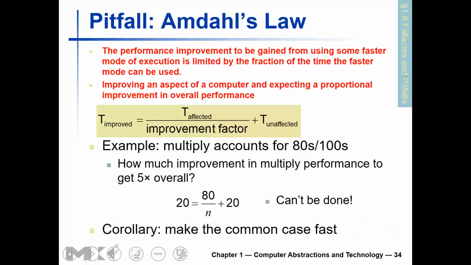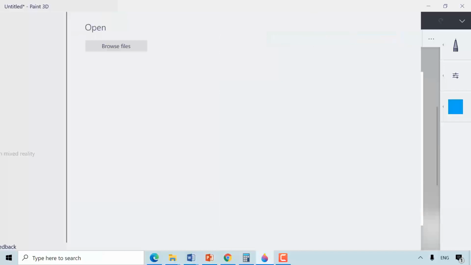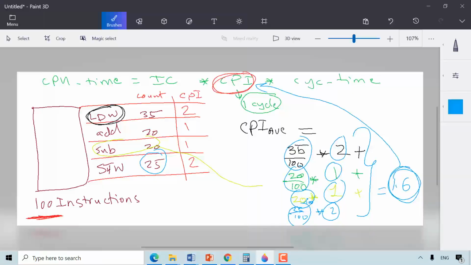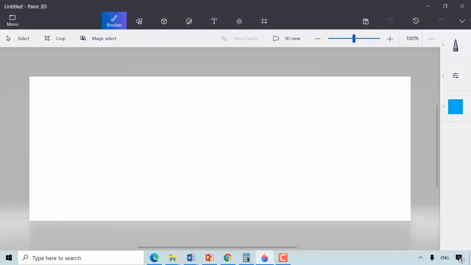Now, Amdahl's law is one of those laws that help improve CPU performance. Let's take an example for Amdahl's law. Suppose I go back to my whiteboard. Okay, here's my whiteboard.